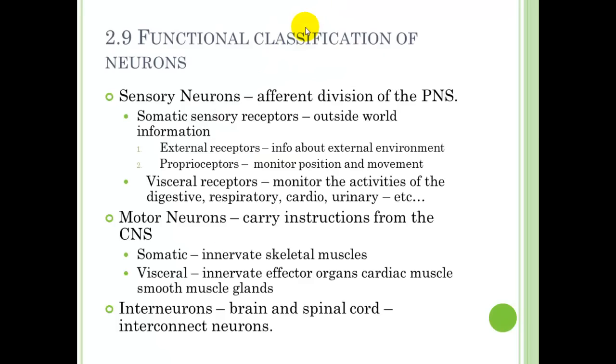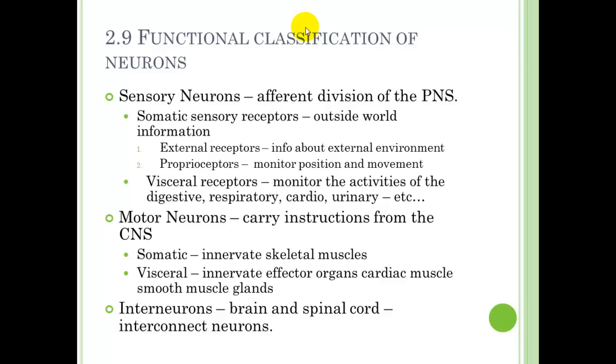Functional classifications of neurons. We have sensory neurons, and these would be the afferent division of the peripheral nervous system, where sensory neurons would come from. Somatic sensory receptors, outside world information. So these are going to be external receptors, information about the external environment. Is it cold? Is it hot? How does it feel? And then proprioceptors, which monitor position and movement. So I am standing upright, or I am laying flat on my back. These are all specific types of receptors that we see from the sensory neurons afferent division, and this is going to be information put into the central nervous system from the peripheral nervous system.